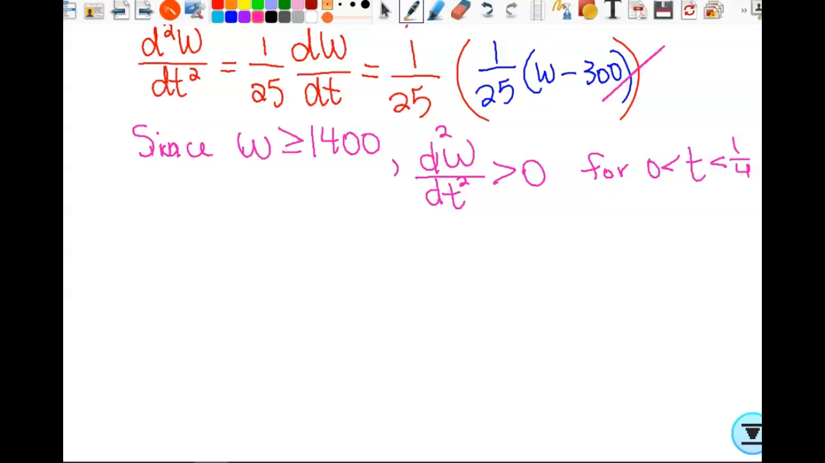So now what do we know? W is concave up, so my tangent line approximation is an underestimate. So since this is true, the approximation in part B, or part A, is an underestimate.